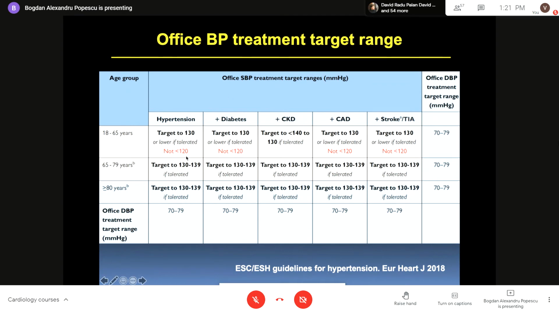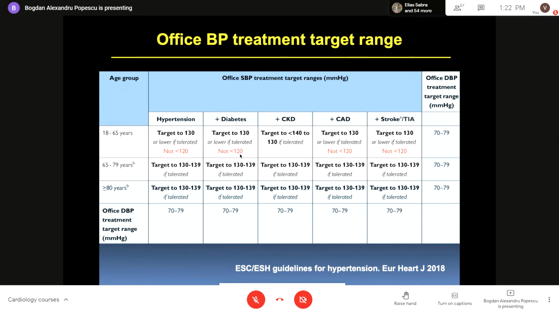Sometimes you wish to be a little bit more aggressive. For example, if you have a middle-aged or young adult who has diabetes, your target may be lower because diabetes means already high risk of that patient. So you may wish to reduce the risk. However, even in those cases, you don't want to reduce it very much because reducing it very much may have side effects, both in terms of symptoms and in terms of organ perfusion. So there is a balance.